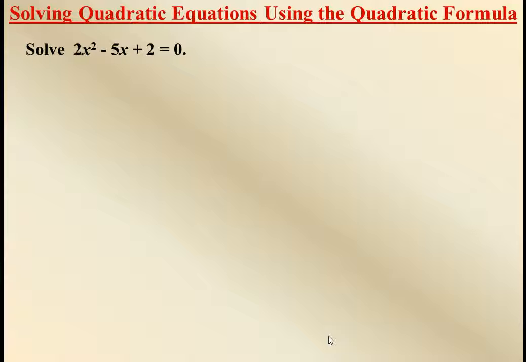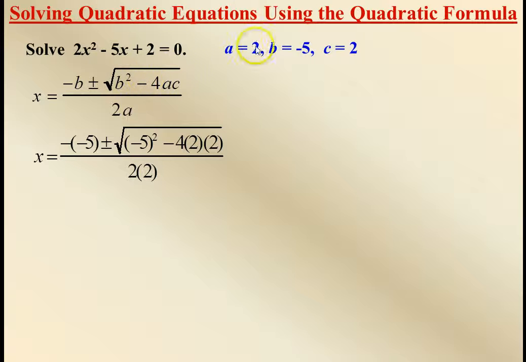So here I have to solve 2x squared minus 5x plus 2 equals 0. We're going to use the quadratic formula. So we have to know the values for a, b, and c. So a is the coefficient of x squared, b is the coefficient of x, and c is the constant term. So once I know those, I can plug them into my quadratic formula. So negative b, negative of negative 5, plus or minus the square root of b squared, which is negative 5 squared. Must have the brackets around the negative 5. Minus 4 times a, 2, times c, 2, all over 2a, a is 2.